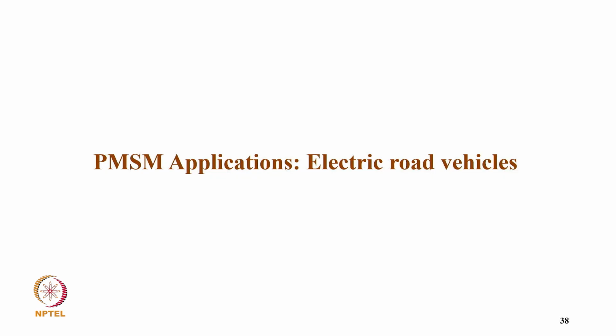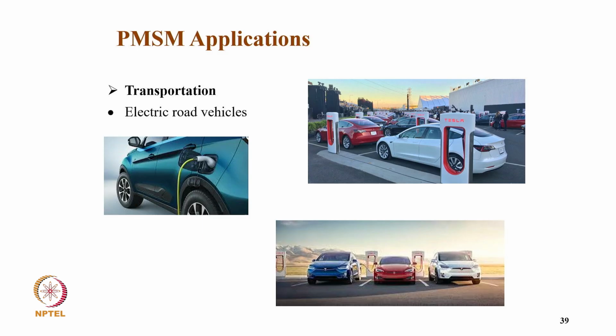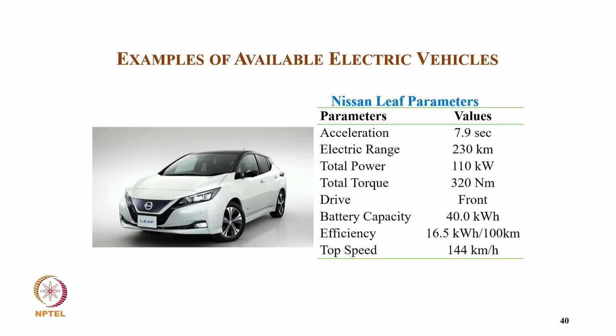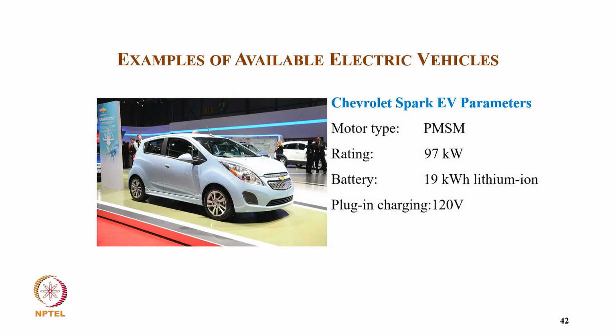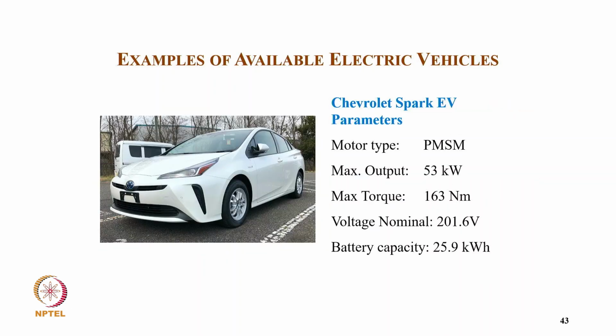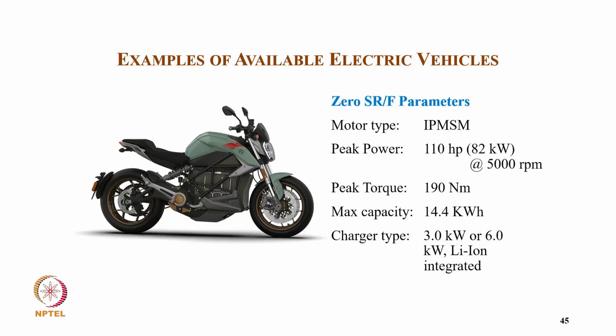And especially for permanent magnet synchronous motor application, electric road vehicles, you can say 75% of the industry prefers the permanent magnet synchronous motor for electric road vehicles. Now even Tesla started using PMSM. Earlier they were using induction motors, and typically the Nissan Leaf also uses permanent magnet synchronous motors. Another model, the Chevrolet Spark, also uses permanent magnet synchronous motors because of high efficiency at different loads. Then the Chevrolet Spark, another model.